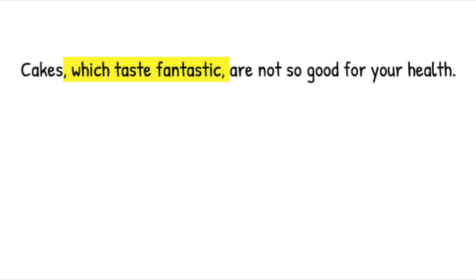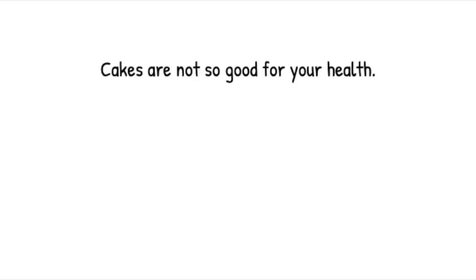If we look at the relative clause, which tastes fantastic, this wouldn't make sense on its own. It couldn't be a simple sentence. It couldn't have a capital letter and a full stop. If we remove the relative clause, which tastes fantastic, we would be left with cakes are not so good for your health. Now this would be a simple sentence. It's made up of one clause, usually a noun or a pronoun, the verb and the object. Not always, but most of the time. It does make sense on its own, and it has a capital letter and a full stop.